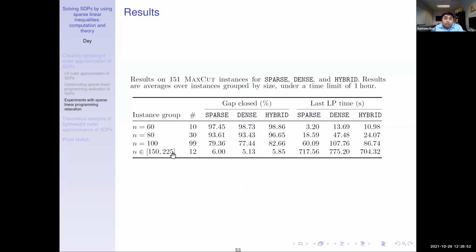And here are some examples with max cut, and up to 100 nodes, you see that we do okay. But this is certainly not a method that you should always use. Here you see that for these larger instances, the gap closed, even with the dense cuts, is really bad. So this cutting plane approach just breaks down, and the sparse also doesn't really help.